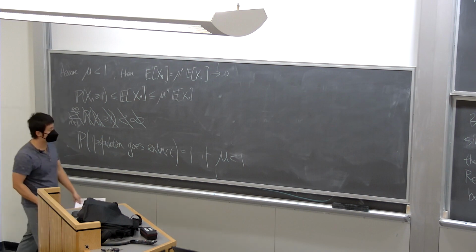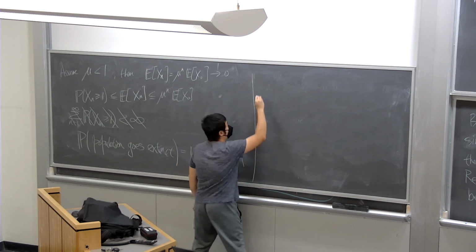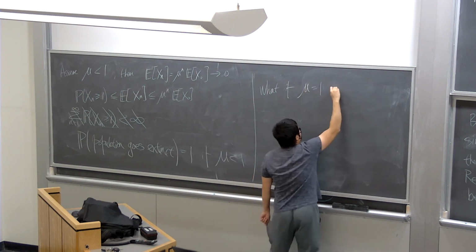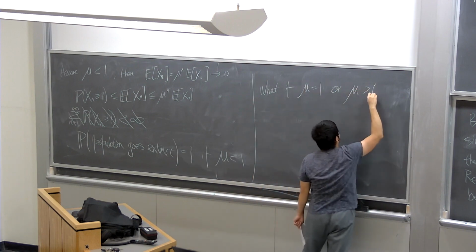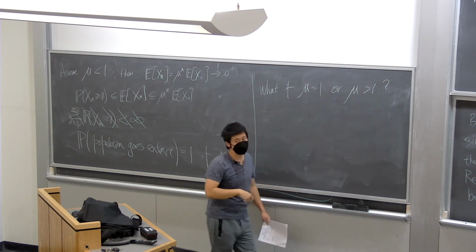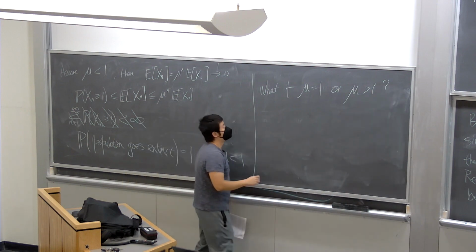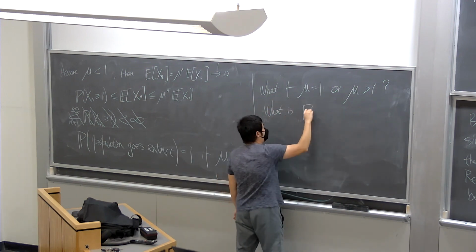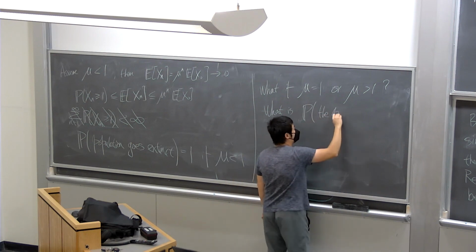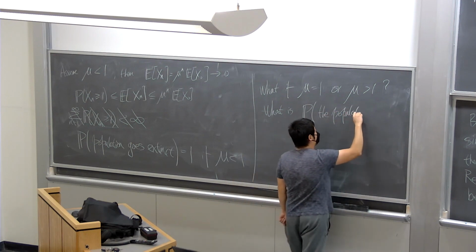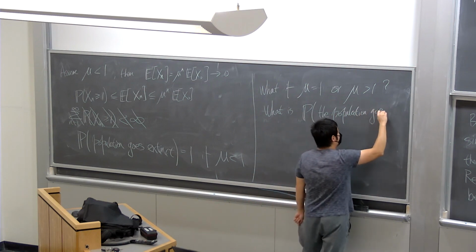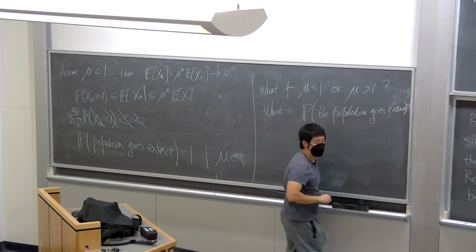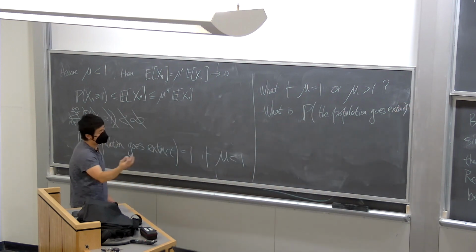In the next couple of lectures, we're going to look at what happens if mu is equal to 1, or mu is strictly greater than 1. We will look at what the probability is that the population goes extinct. This is going to be the guideline for the next couple of lectures.